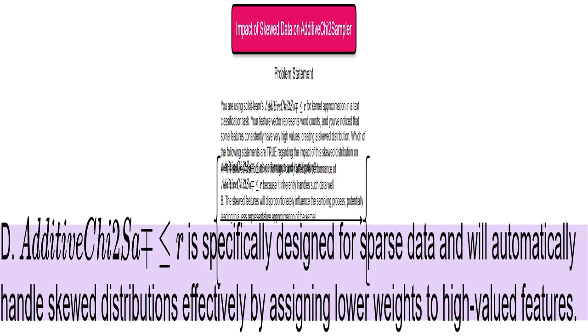That's incorrect. While AdditiveChi2Sampler works well with sparse data, it does not automatically adjust for skewed distributions by giving lower weights to large values. The sampler is still affected by the skewed shape of the data. It's not a magic bullet that fixes everything. That's wrong. AdditiveChi2Sampler doesn't automatically deal with skewed data. High-value features will still have a big impact on the sampling process.